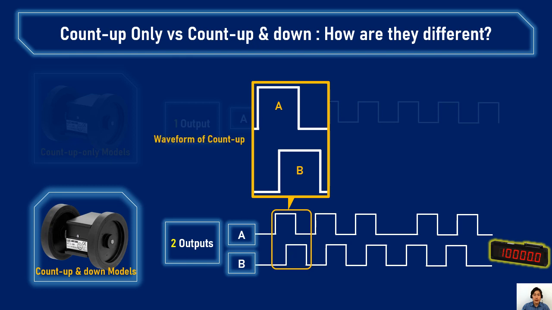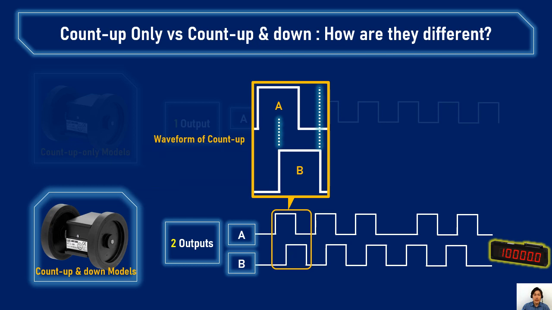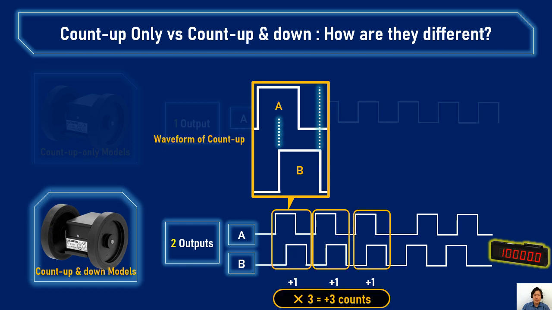Do you see that the square B is shifted to the right a little? When the two pulses are output in this way, an electronic counter adds 1. In this example, we can see this combination in total 3. So the electronic counter increases its count value by 3.